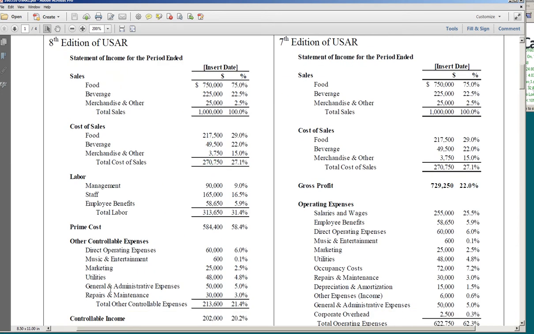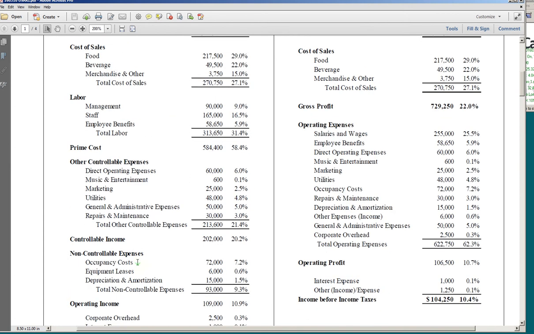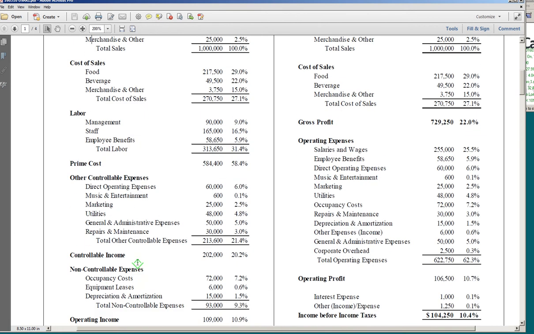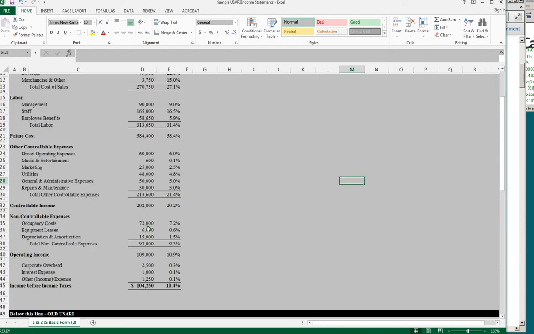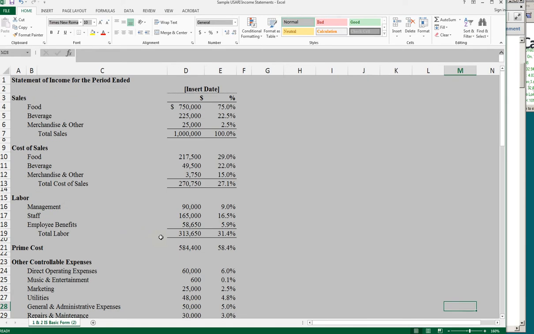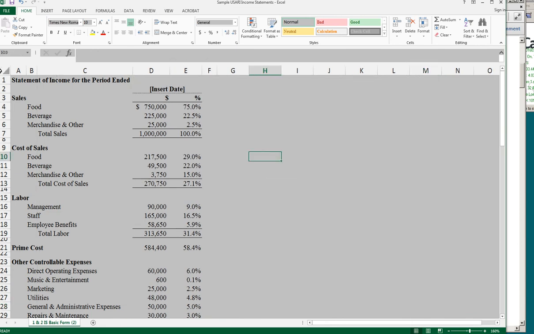So within your lecture notes, this is just a picture of a sample profit and loss statement, income statement, shown in USAR 8th edition. Okay, so I'm going to open up the Excel version of this, and that's here. The first thing that you want to notice about this format is on the left-hand side you have what the line items are going to be.